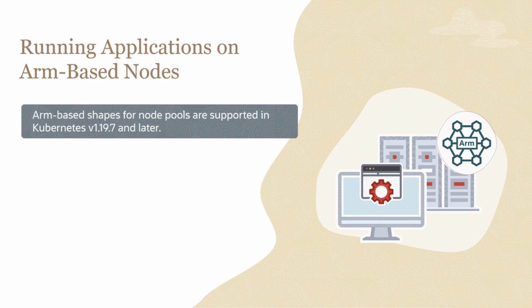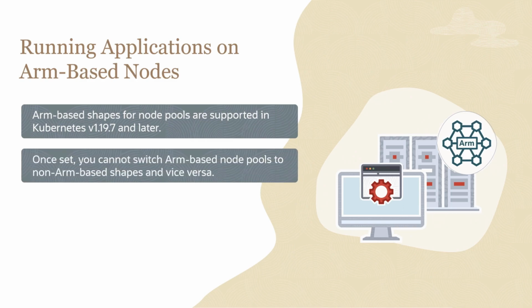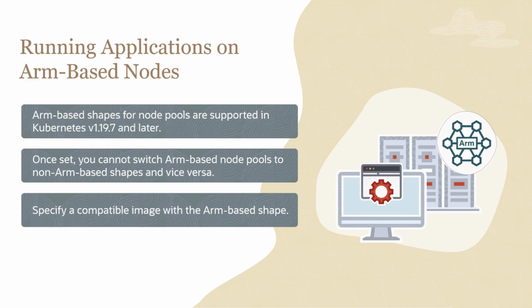Firstly, note that you can specify ARM-based shapes for node pools in clusters running Kubernetes version 1.19.7 or later. Once you've created a node pool with an ARM-based shape, it's important to keep in mind that you cannot alter the node pool to have a non-ARM-based shape afterward. Similarly, if you have configured a node pool with a non-ARM-based shape, you cannot switch it to have an ARM-based shape. In addition, when specifying an ARM-based shape for a node pool, you must also choose an image that is compatible with the selected shape. This ensures that your configuration remains harmonious and optimized for the desired ARM-based environment.